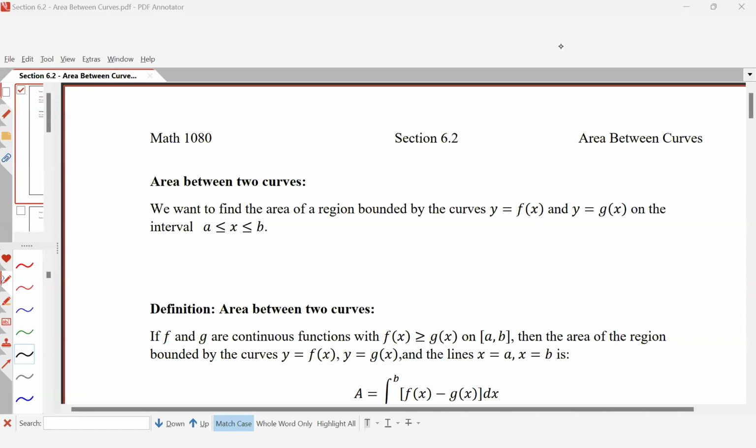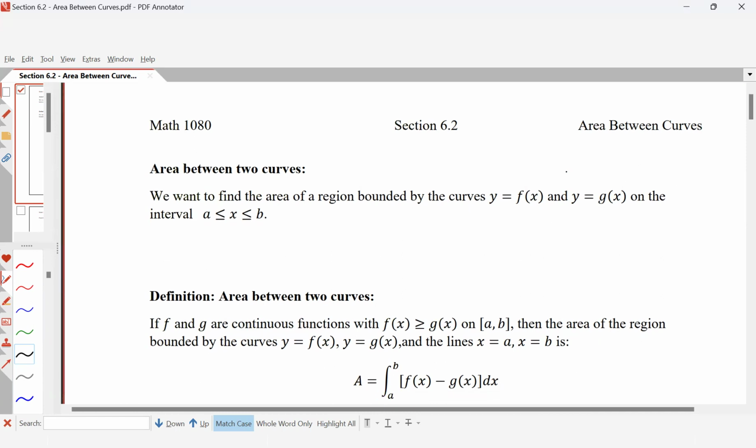Hello. In this video, we are going to take a look at how we find the area between two curves. So we want to find the area of a region that is bounded by curves f of x and g of x on the interval a to b.